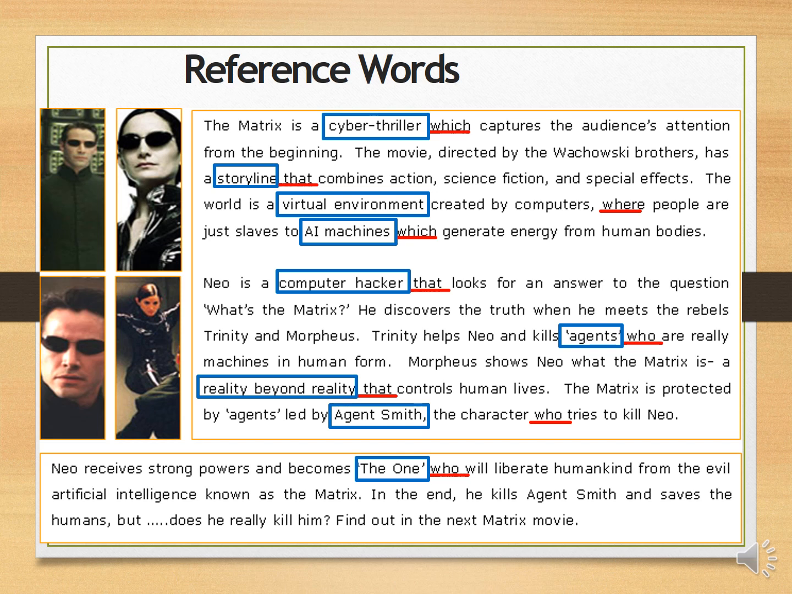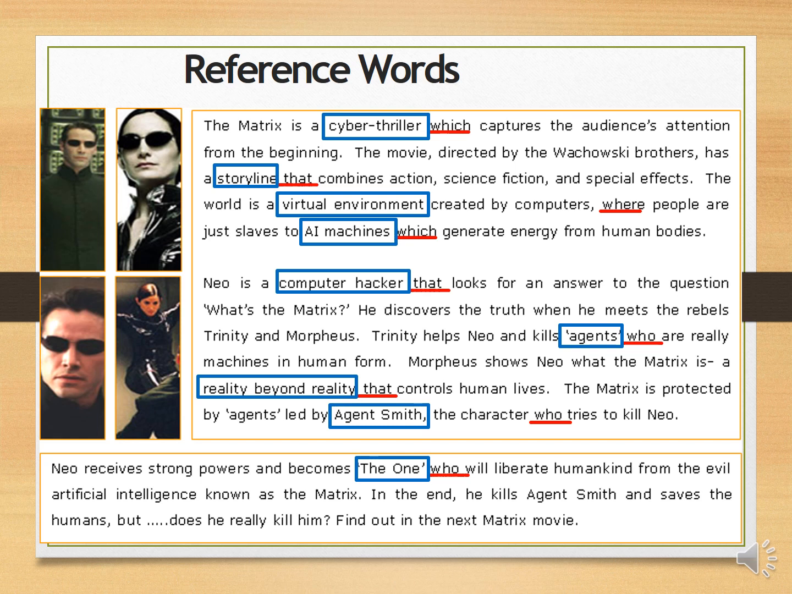Artificial intelligent machines. Neo is a computer hacker that looks for an answer to the question, what's the matrix? Okay, so who looks for an answer to the question, what's the matrix? A computer hacker. So Trinity helps Neo and kills agents who are really machines in human form. So who are machines in human form? Agents. Okay, Morpheus shows Neo what the Matrix is, a reality beyond reality that controls humans' lives. So what controls humans' life?